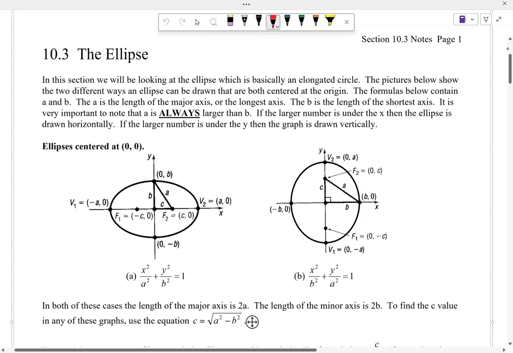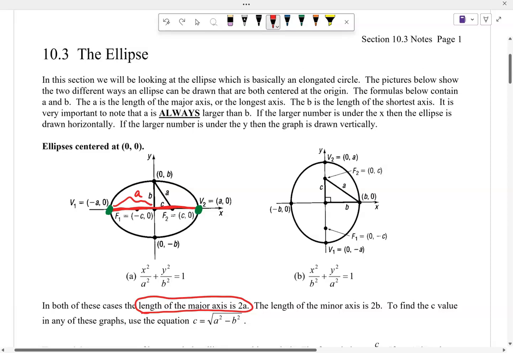Now, there are relationships here. If it's elongated horizontally, let me outline the major axis. The major axis goes between the vertices. So here's a vertex right there in green. Here's another vertex in green. The major axis is between those vertices. The distance from one vertex to the center is A. And so the length of the major axis is 2A, A plus A, because this side is also A. So that's the length of the major axis.